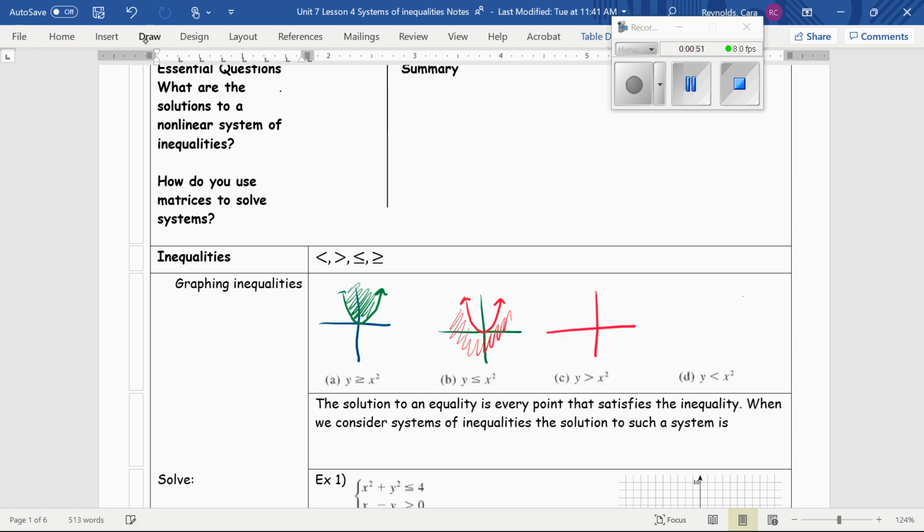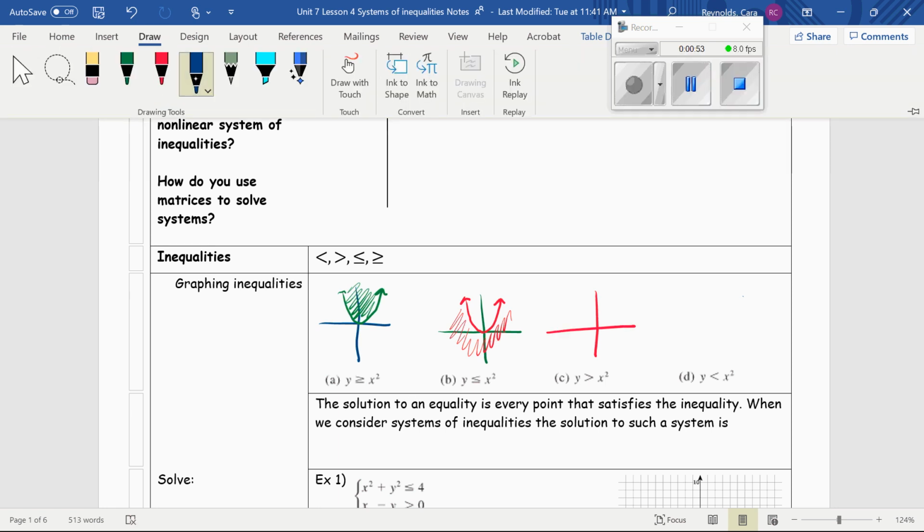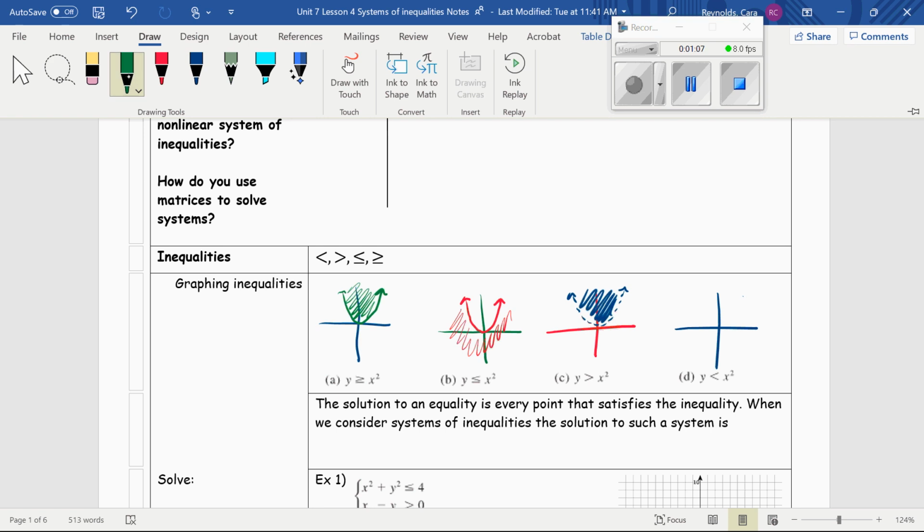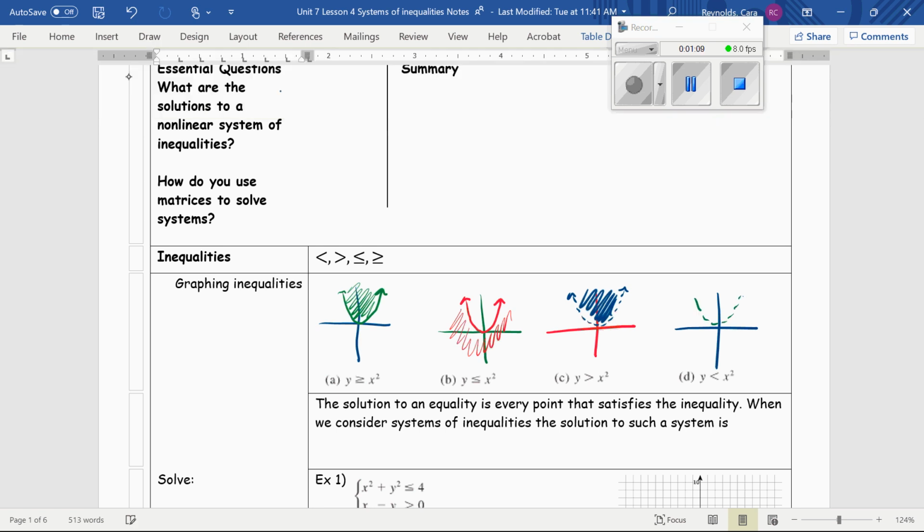This one here would be a dashed line because it doesn't include the values that are on your line, but we're going to shade back above the curve. This one here will also be a dashed line, and we're going to shade below the curve.